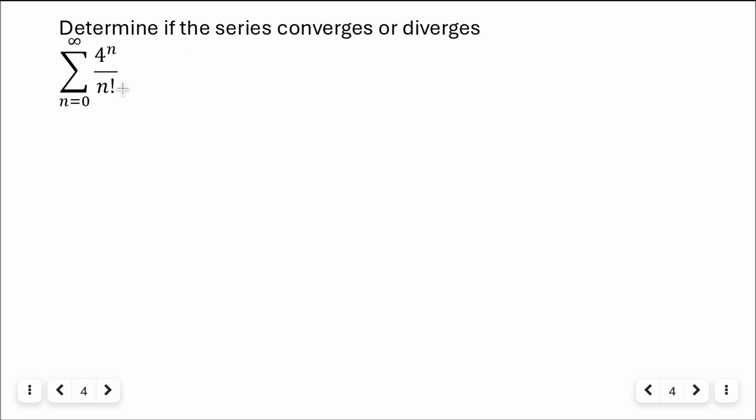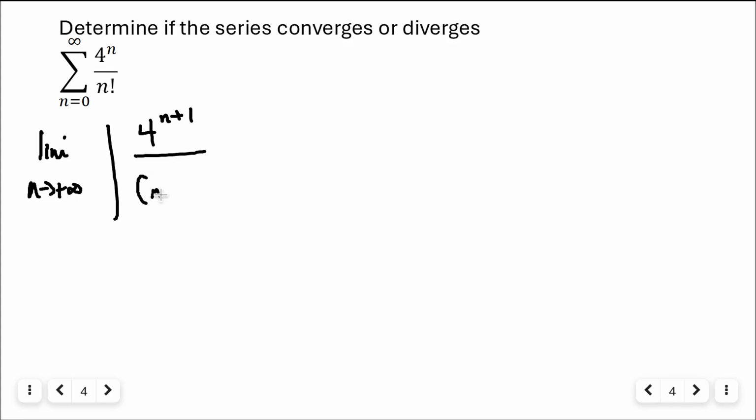It's not geometric because of the n factorial in the denominator. The nth term test for divergence doesn't tell me anything. So I'm going to try the ratio test. To use the ratio test, I'm going to find a sub n plus 1. So that's 4, replacing all the n's with n plus 1s.